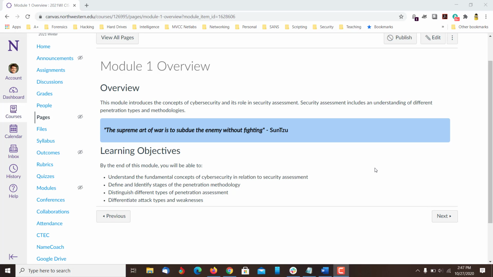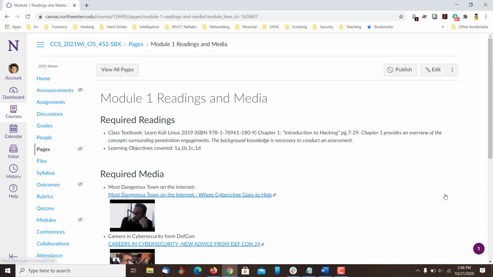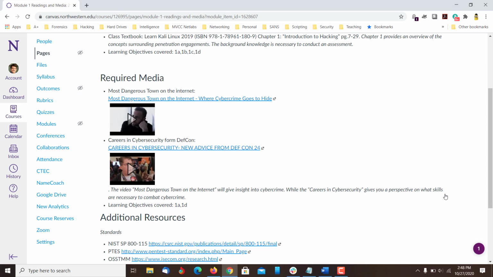And the idea behind Module 1 is, as Sun Tzu puts it, the supreme art of war is to subdue the enemy without fighting, meaning understanding how these things are done to test an environment will make it all the more easier to understand how you can put up defenses against things that might be attempting to get into your network. So, as part of this, you'll be reading, of course, in the textbook.